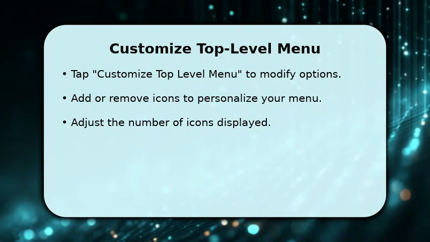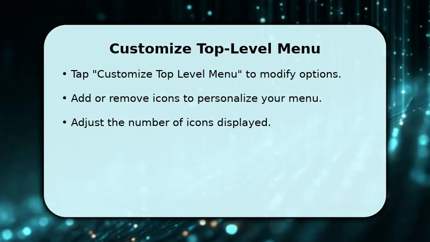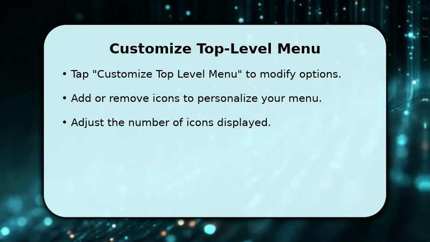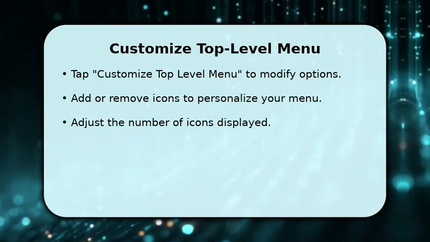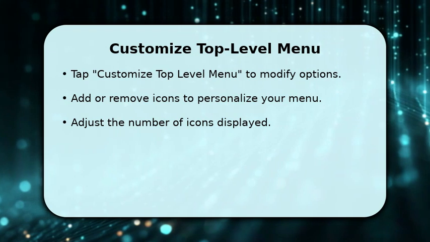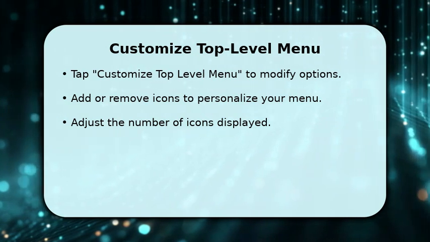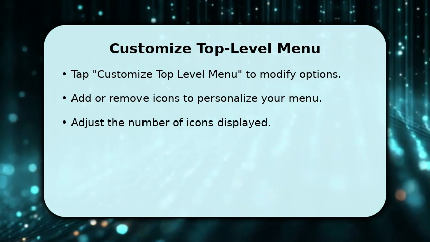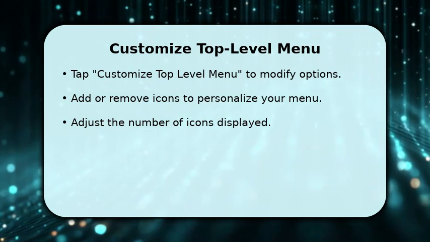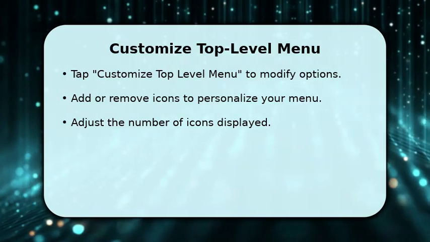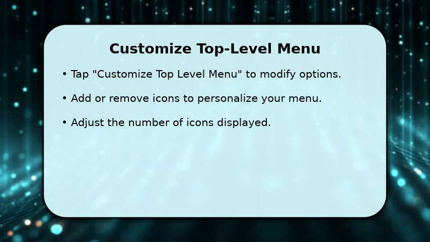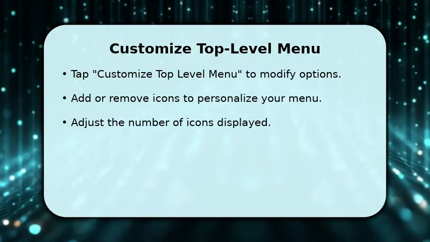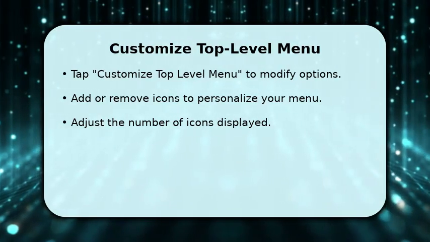Now that Assistive Touch is enabled, you can customize its menu. Tap Customize Top-Level Menu to change the icons that appear when you tap the white circle. You can add or remove icons to suit your needs, making your most used functions easily accessible. You can also adjust the number of icons displayed from 1 to 8 to further personalize your iPhone experience.